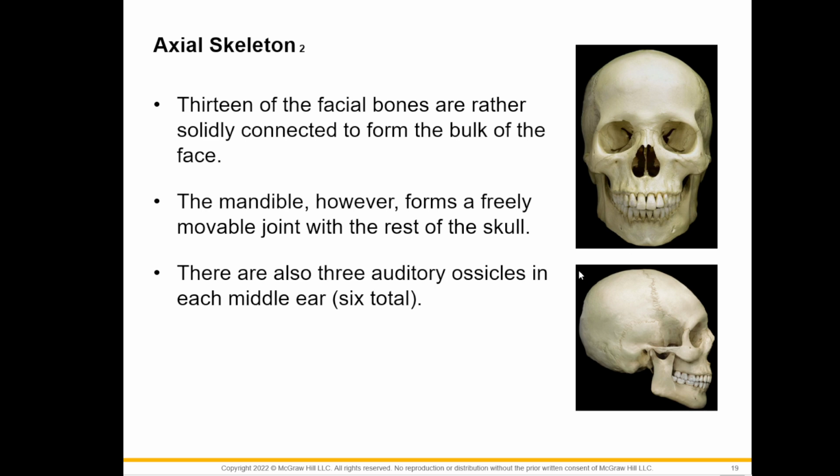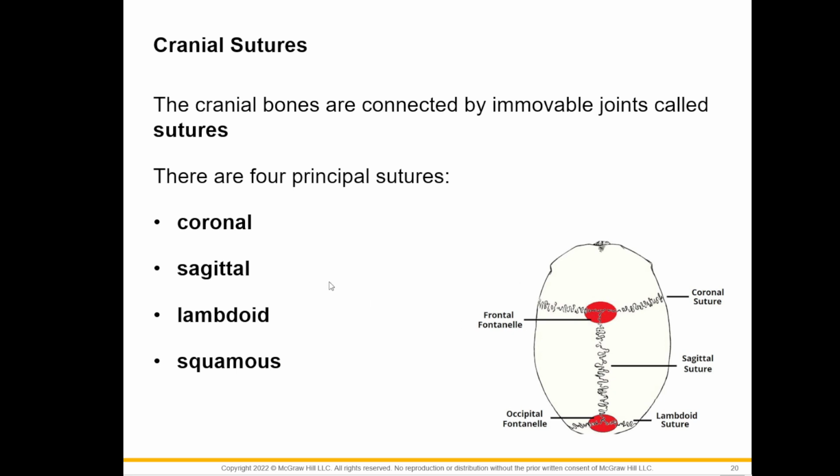Okay? Also, there are 3 auditory ossicles or 3 ear bones in each middle ear. Those are your malleus, incus, and stapes, di ba? 1 on each side for a total of 6. Now, let's talk about first the cranial bones. The reason why the cranial bones are immovable is because they are connected by what we call sutures.